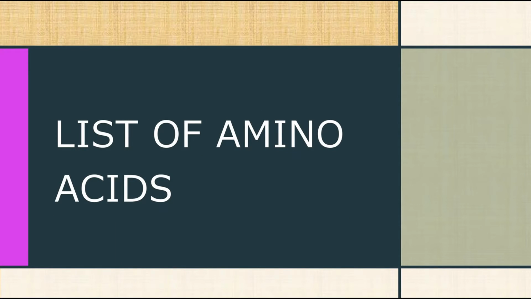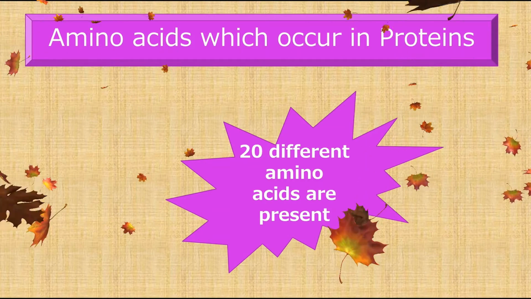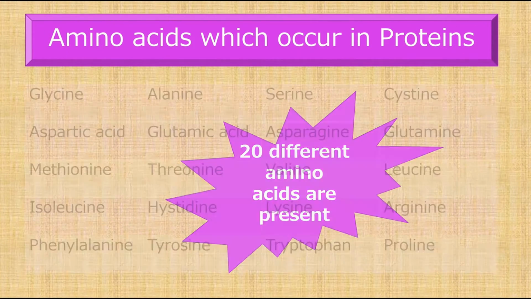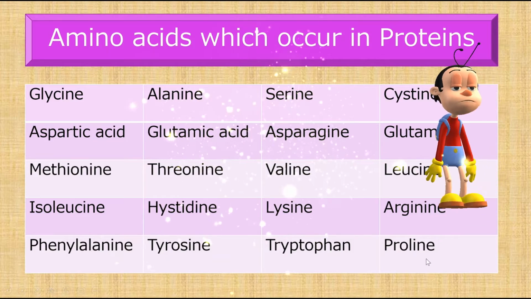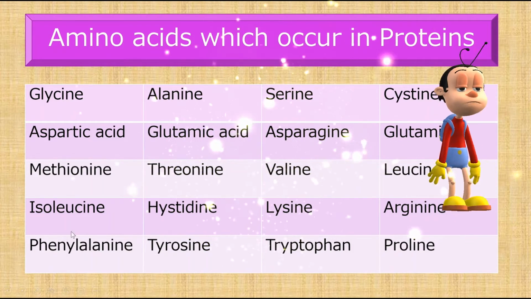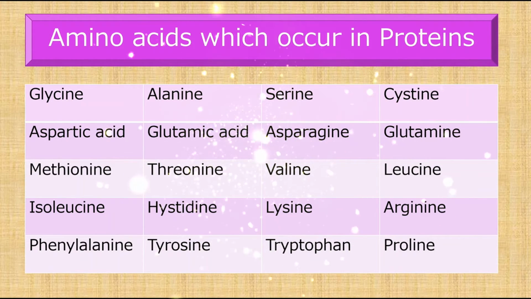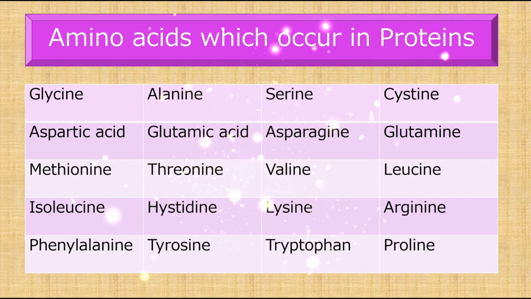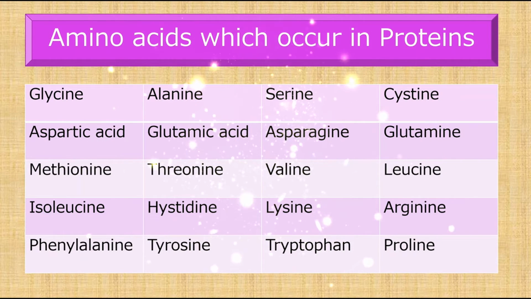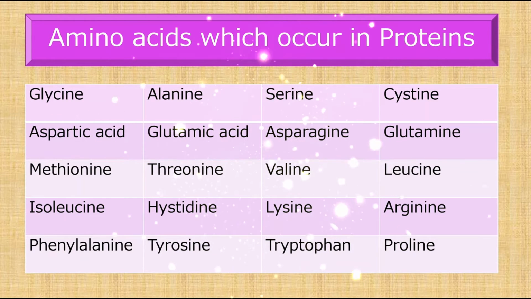Let's see the list of amino acids. Students, there are 20 different amino acids present within our body. They are glycine, alanine, serine, tryptophan and proline. So these 20 amino acids. At present, don't get nervous. It is not necessary to memorize all these amino acids. But yes, for the future, you need to understand the functions because all these amino acids have different properties.